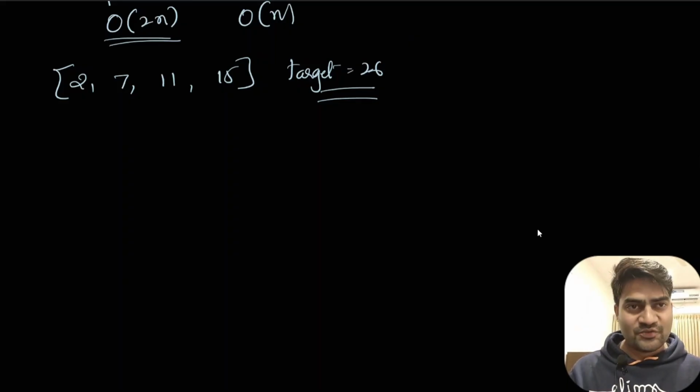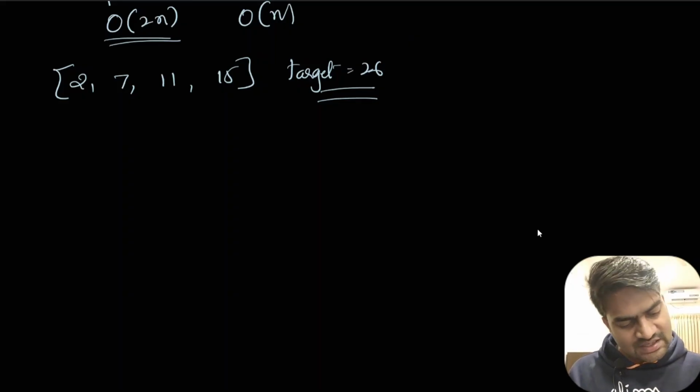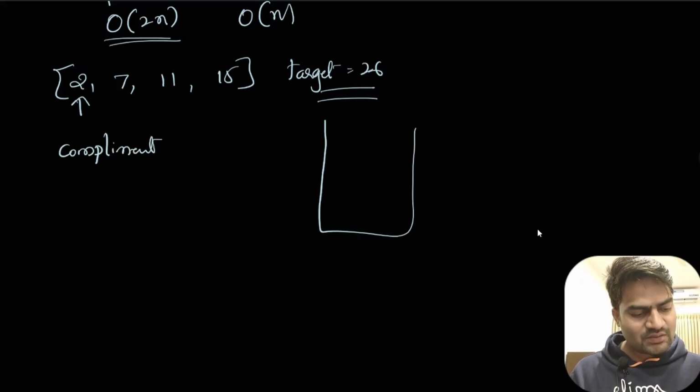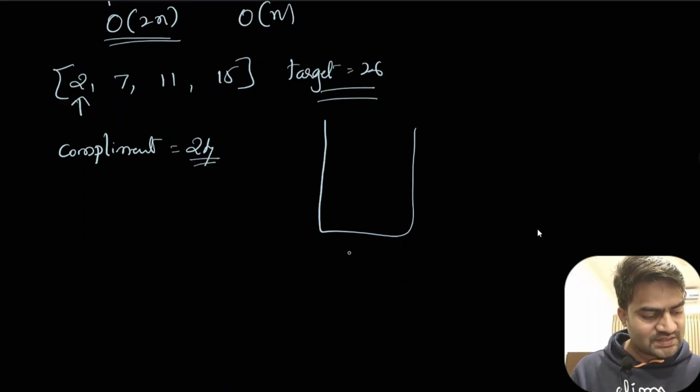So before, we first prepared the map, then we tried to check the complement. Now we will prepare the map, and side by side we will also try to check the complement. This is my map. Okay, I will start with this number. So if 2 is our number, what is the complement? Our complement will be 26 minus 2, which is 24. Okay, so if this is our map, does map contain 24?